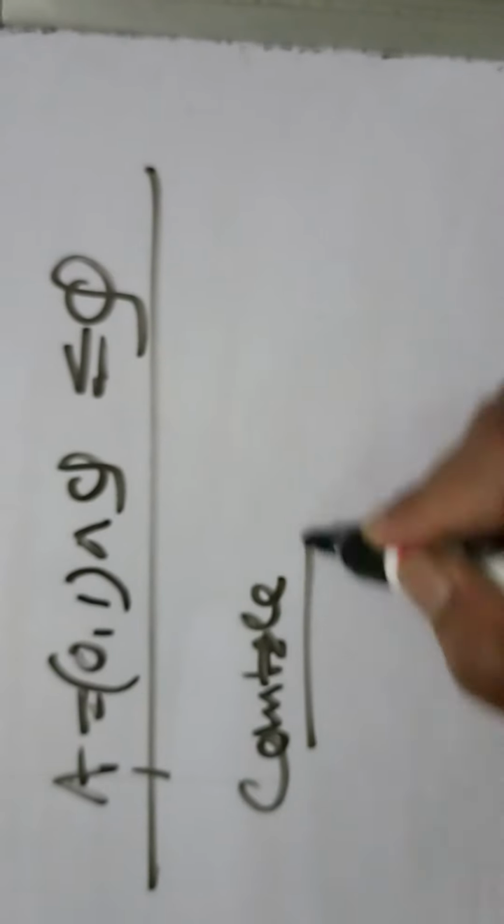Countable, right? Now we are going to the concept of uncountable set. When you say a set is uncountable, it is not countable. Okay, then we say the set is uncountable. Can you give me some example of uncountable set?